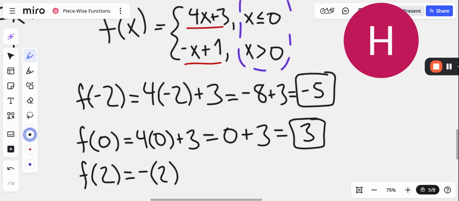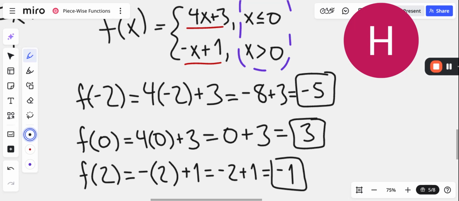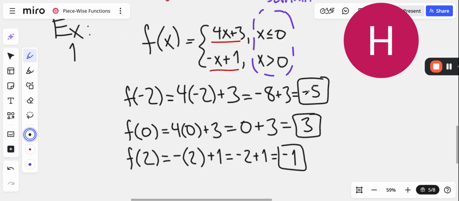We're going to use the 2 plus 1. Of course, that gives us negative 2 plus 1, or just negative 1. Okay, great. That is the first example. Now let's move on to a slightly different example. We used two linear functions there.